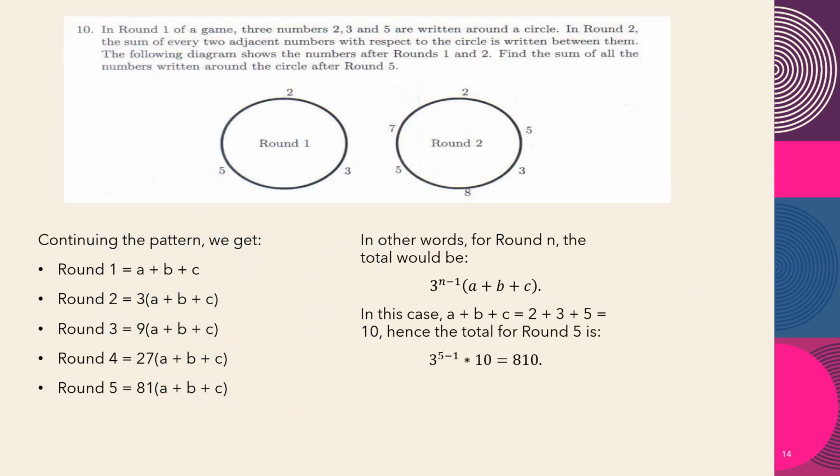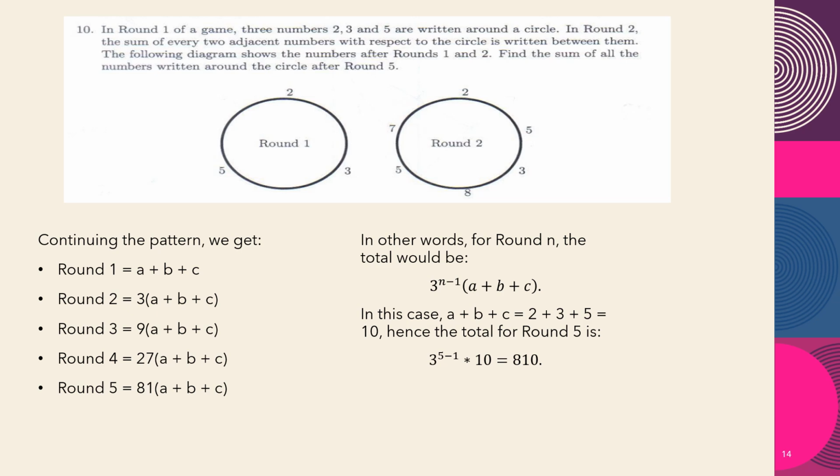To explore why the total keeps tripling, we can deduce a pattern. Round 1 equals 1 times A plus B plus C, round 2 equals 3 times A plus B plus C, round 3 equals 9 times A plus B plus C, and so on, until round 5 where we have 81 times A plus B plus C, where we keep tripling. In other words, for a more general solution, for round n, the total will be 3 to the power n minus 1 times A plus B plus C.